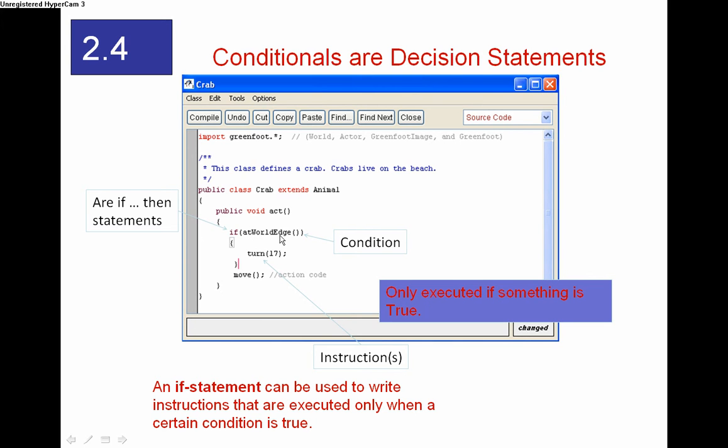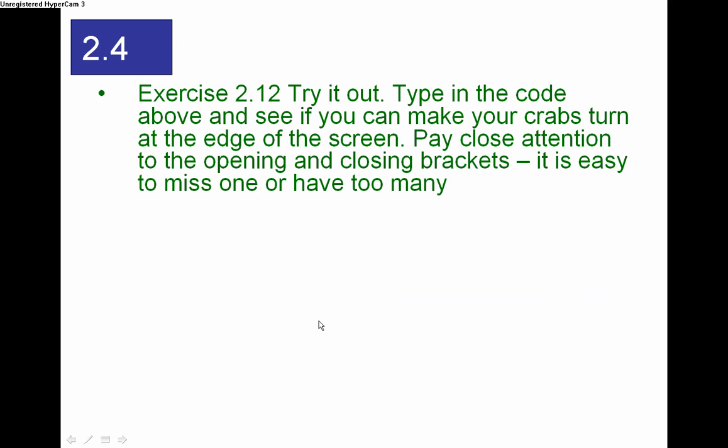So if at world's edge is true, then you're going to turn 17. If it returns a false, well, you're going to skip this entirely. Okay? So that instruction will run if the condition is true. This statement will not run. It'll skip over this if the statement is false. Now take your notes. Alright, exercise 212.